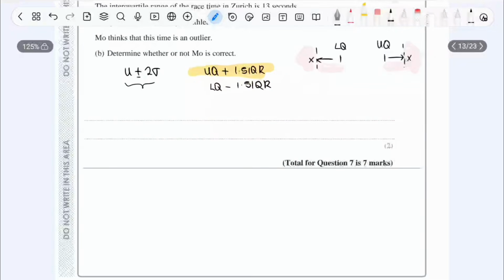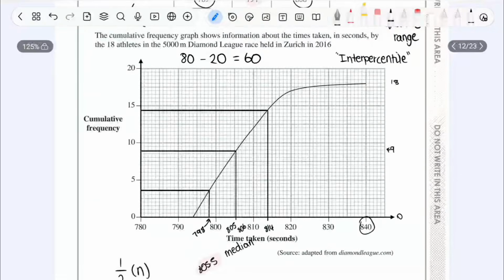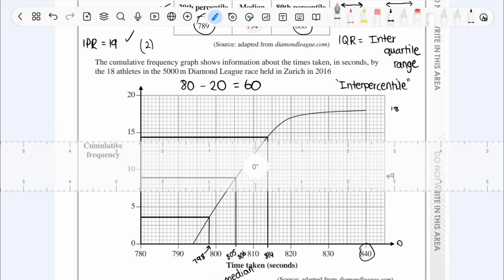Now, if we do this, we need to find the upper quartile. The upper quartile is the 75th percent of data. Go into your calculator and do 18 times 0.75, which is the equivalent of finding 75% of the way through the data, and we get 13.5. We need to find that here. Luckily, it fits to the scale.